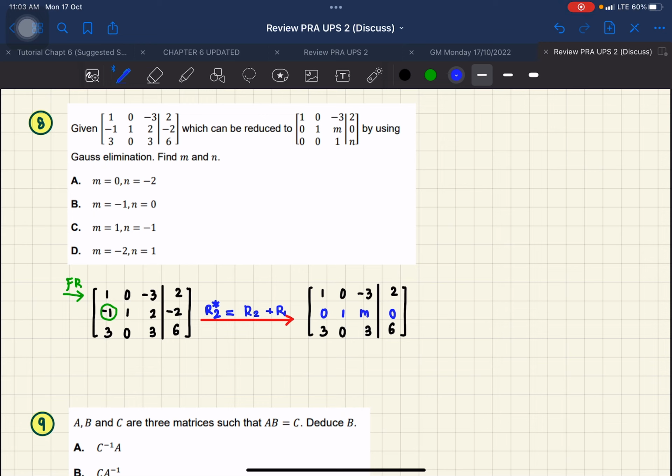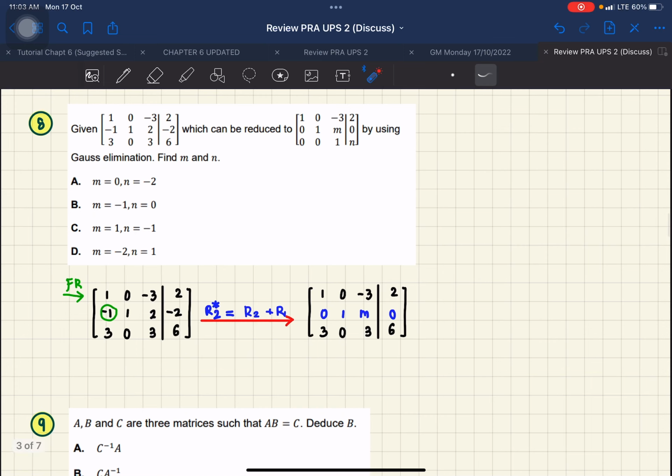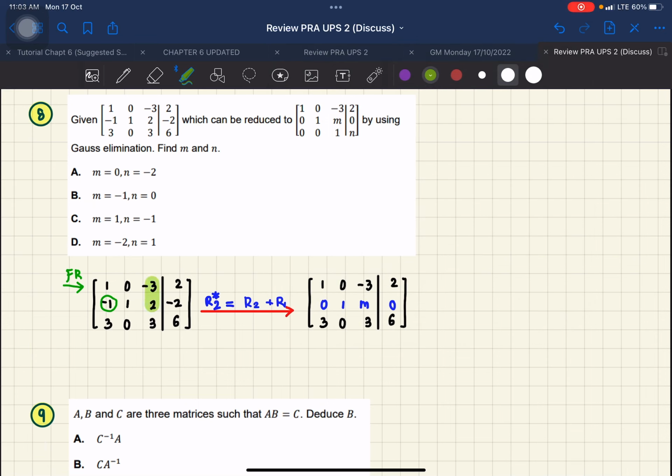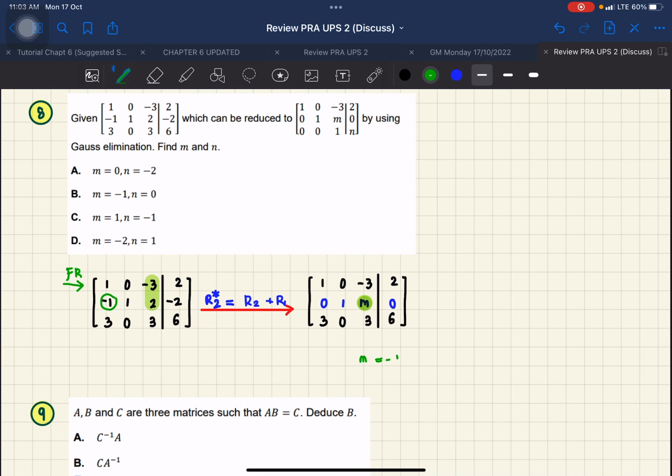Okay, so apa yang kita akan buat dekat sini is fokus saya adalah so this is my focus. Sebab apa? Sebab daripada situ saya dapat yang ni. Okay, so saya ada 2, saya tolakkan dengan 3, saya dapat M. So 2 tolak 3 dapat negative 1. So M is equals to negative 1. Terus dapat jawapan M equals to negative 1. Okay, so kalau ikutkan dekat sini, antara pilihan jawapan yang awak ada, which one has M equals to negative 1?